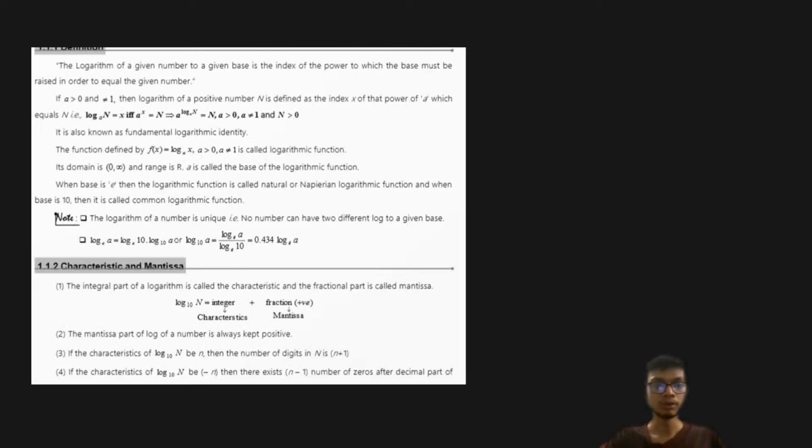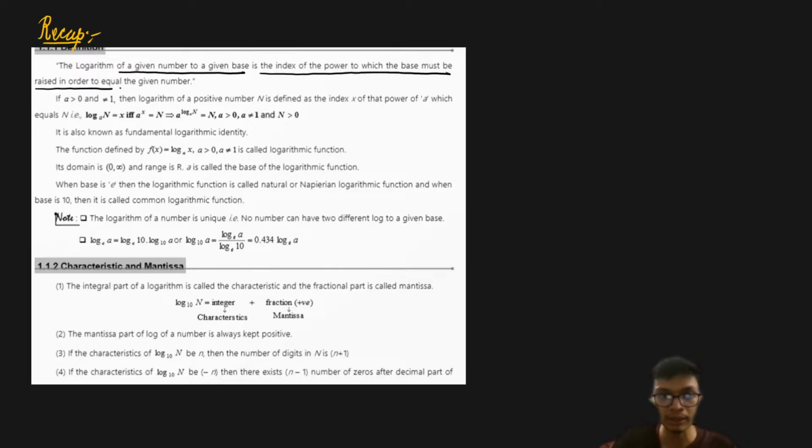All right. So let us first of all have a quick recap on the properties or the definition of logarithm. A logarithm of a given number to a given base is the index of the power to which the base must be raised in order to get equal to the number. It is a very important definition.